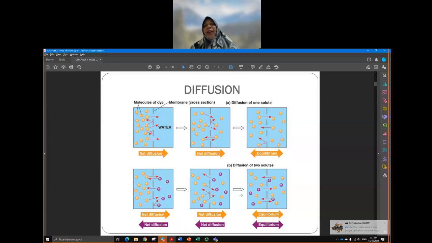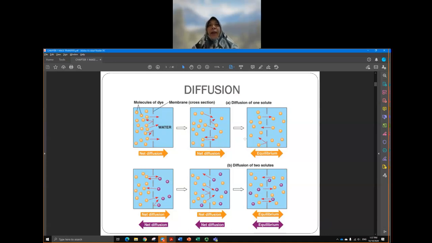So it continues until it reaches equilibrium, where the number of orange and purple particles will be the same on the left side and the right side of the container. Okay, so when you talk about diffusion, you can talk about one type of particle, or you can describe more than one type of particle. That is how you describe the diffusion process.